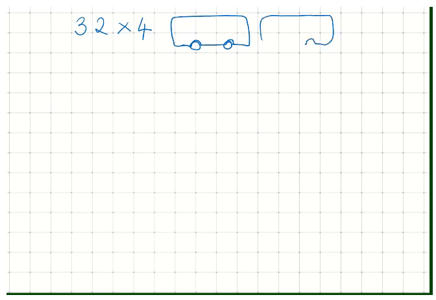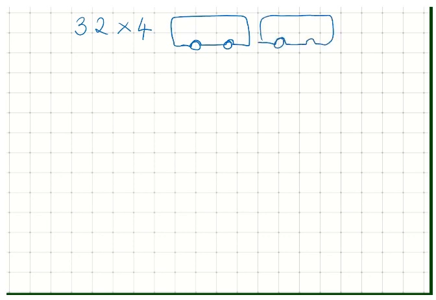So let's see how we can now use it for a slightly larger multiplication. Let's say we had 32 multiplied by 4. So let's say we had 32 groups of 4. So let's say I had 4 buses and they each had 32 people on them. So here are my buses and they've got 32 people on each bus.